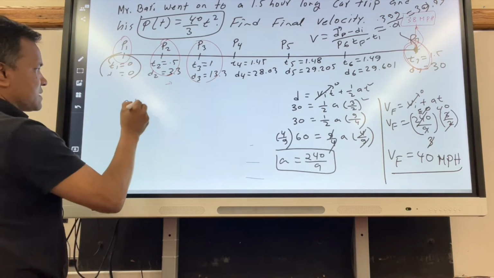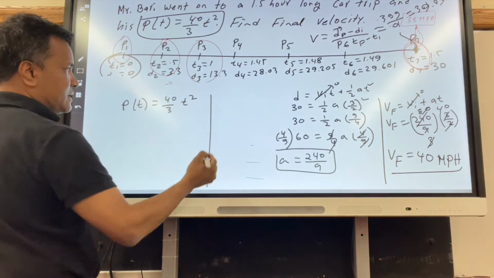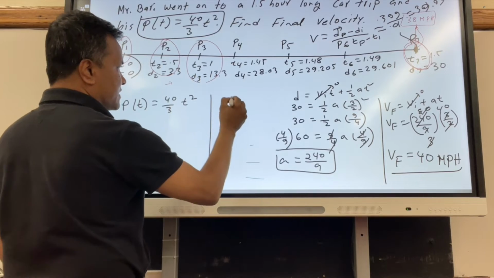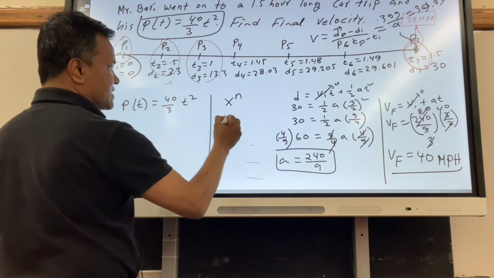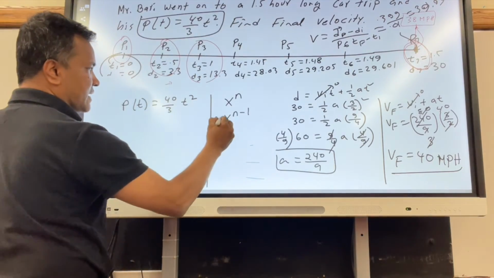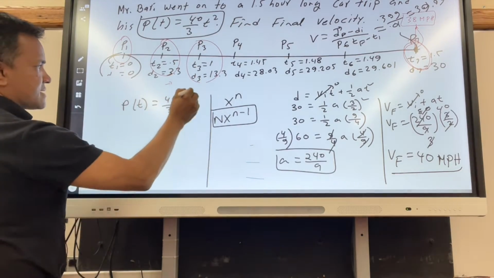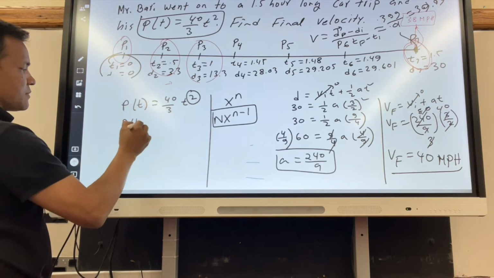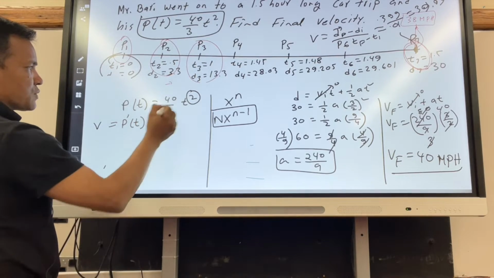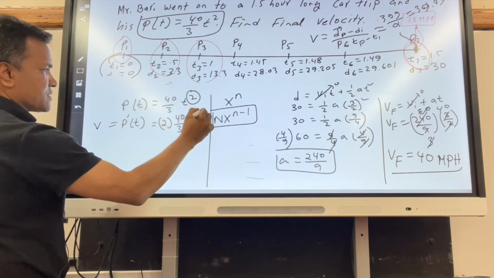You have the position function p of t is equal to 40 over 3 t squared. Now this is called the derivative, and how do you take the derivative? Derivative is very easy. You have x to the n becomes n x to the n minus 1, and you put the n over here, and that's it. So what is our n? This is our n. So p of t, we're going to call it p prime of t, which is the velocity, is equal to, we put the 2 over here, 40 over 3 t to the 2 minus 1.